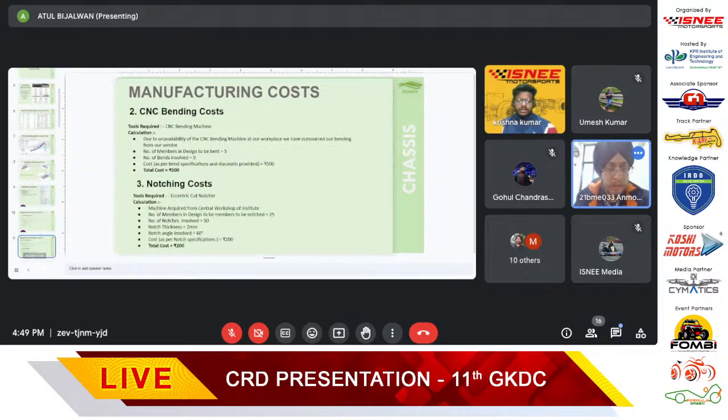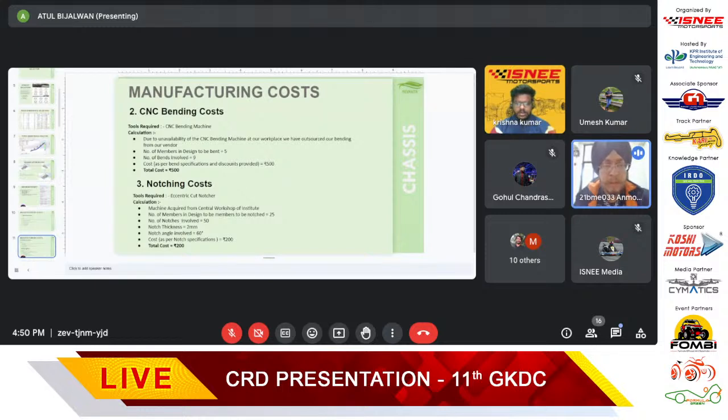Moving forward, coming to the CNC bending machine, due to unavailability of a CNC bending machine at our workplace, we outsource the bending to our vendor. Number of members in the design that are to be bent is 5. Number of bends involved would be 9. Cost as per the bends, specification, and discounts provided would be 500, which adds up to the total cost of 500.